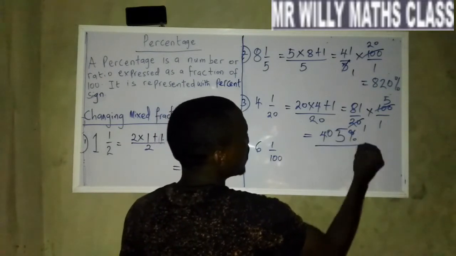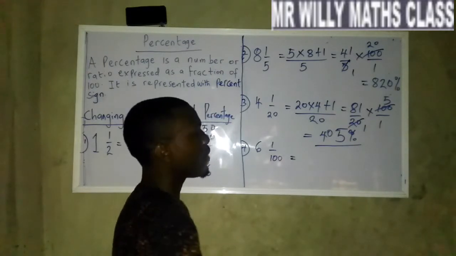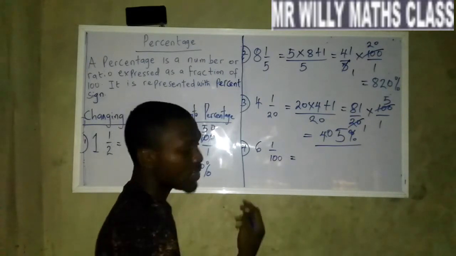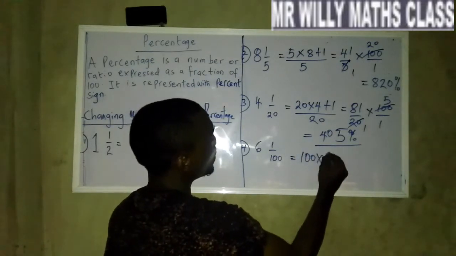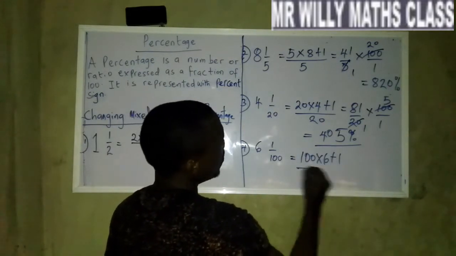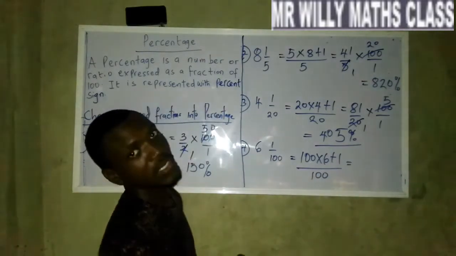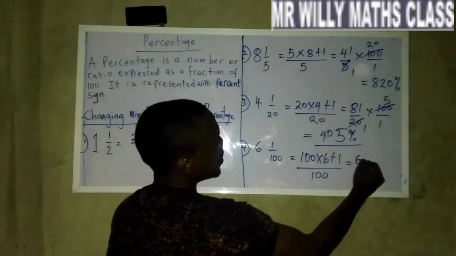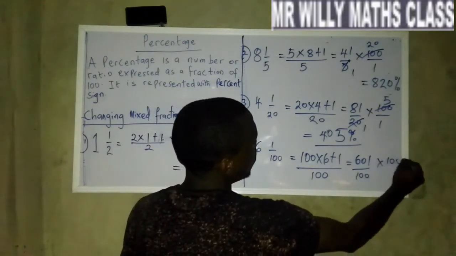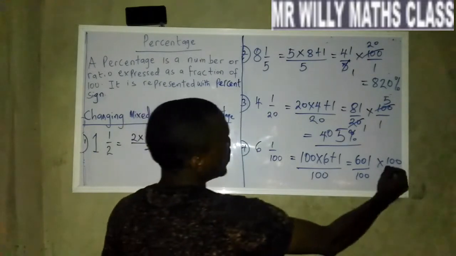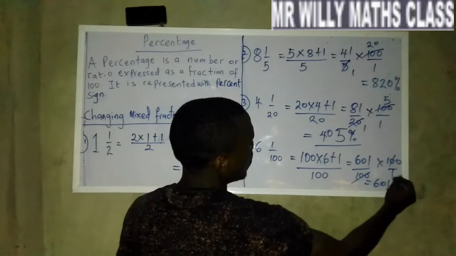The next one is to solve the one of 6 whole number 1/100. You just change it. How do you change it? You use your 100 to multiply 6, then you add your 1. Now 100 times 6, that will give us 600. Then 600 plus 1, that's 601/100 times 100 to convert to percentage. What do you need to do? Break it down. 100 will cancel 100. The level 601. So your answer is 601%.